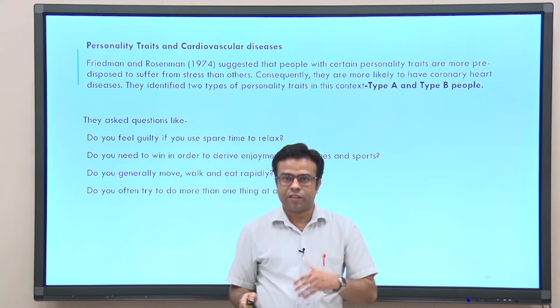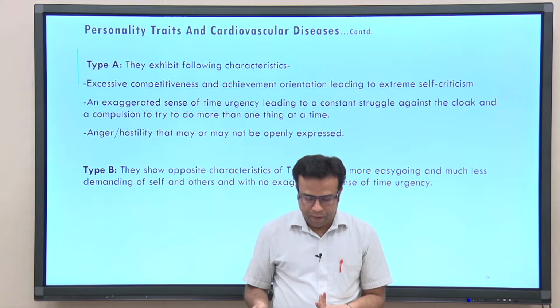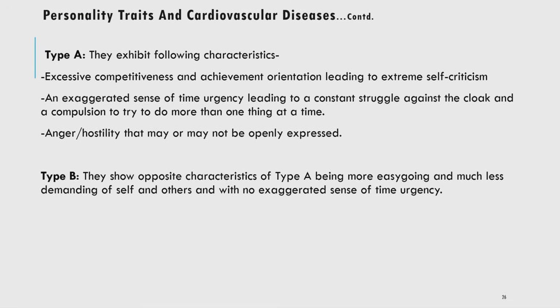What are the characteristics of type A people? They found that type A people show excessive competitiveness and achievement orientation, which lead to extreme self criticism. They also criticize themselves too much. They have excessive competitiveness in their mind, and they are highly achievement oriented people.